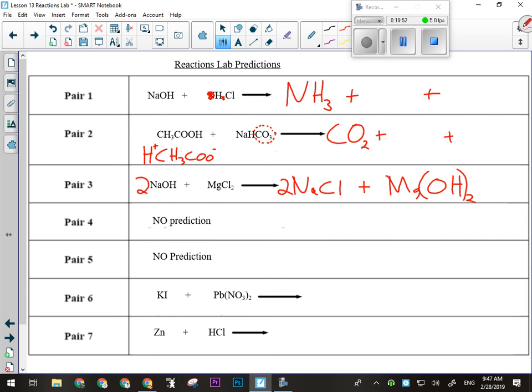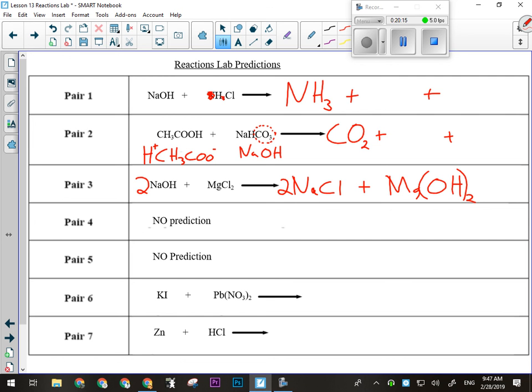Okay, so once I eliminate 1 carbon and 2 oxygens from that, what I'm left with is that. So now I have a reaction between HCH3COO, or acetic acid, and sodium hydroxide. All right, so you should be able to predict the products from there and figure out what the other two products are.